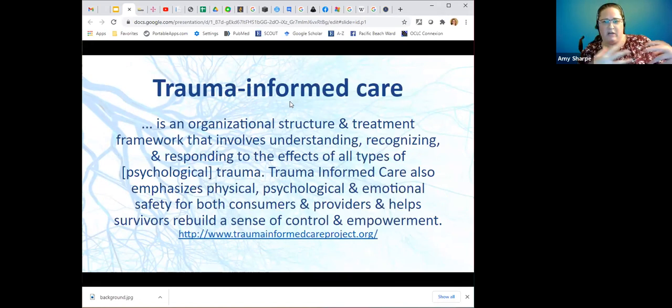Trauma-informed care is an organizational structure and framework that involves understanding, recognizing, and responding to the effects of psychological trauma. And that's kind of what's confusing about it, because people in medicine tend to think of trauma as something physical. The name of it can be confusing for that reason.